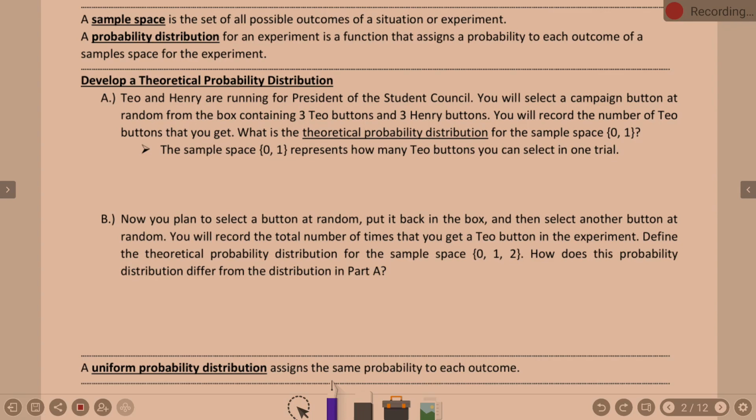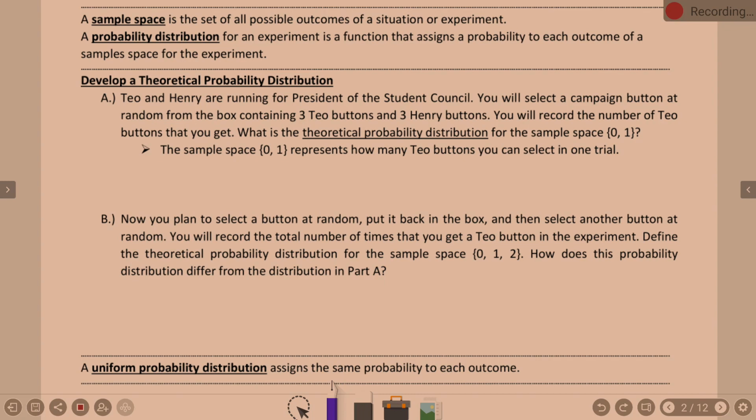Okay, so let's talk about Tio and Henry. Tio and Henry are running for president of the student council. You will select a campaign button at random from the box containing 3 Tio buttons and 3 Henry buttons. You'll record the number of Tio buttons that you get. What is the theoretical probability distribution for the sample space 0, 1? Now, the key here is to understand what they mean by 0, 1. Okay? And notice here, sample space 0, 1 represents how many Tio buttons you can select in one trial.